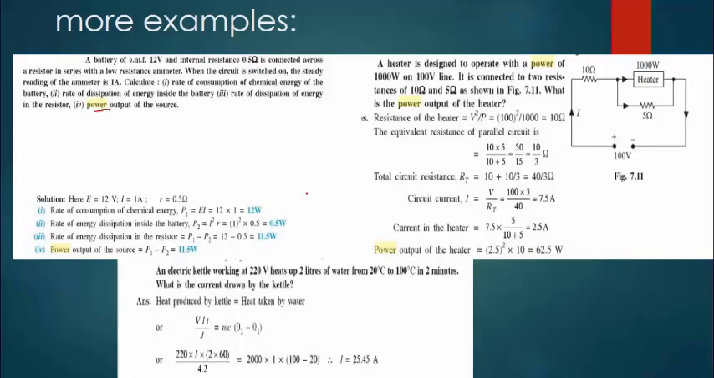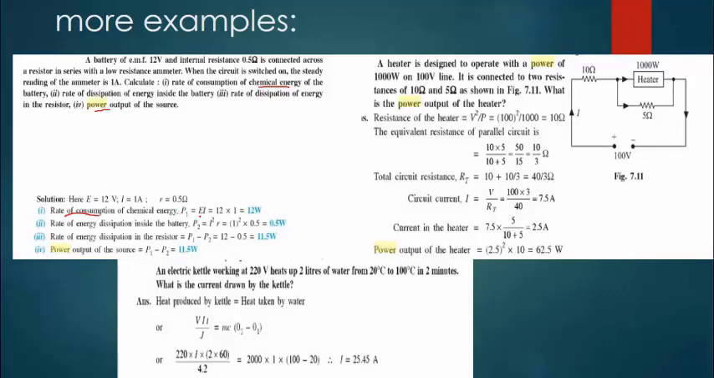Solutions are simple, as you can see here. They're just statements. If you're speaking of the rate of consumption of chemical energy, this means the amount of energy that the battery produces, because the battery produces the chemical energy. So the rate of consumption of chemical energy means the energy that the battery is offering, the power in this case. So it's the power that the battery is offering.